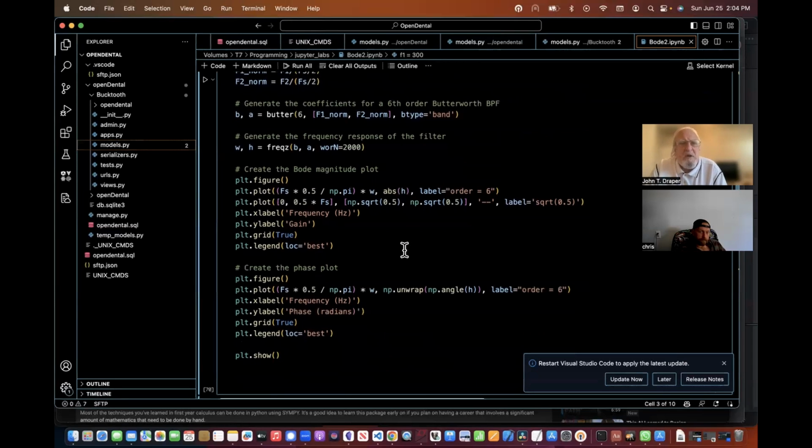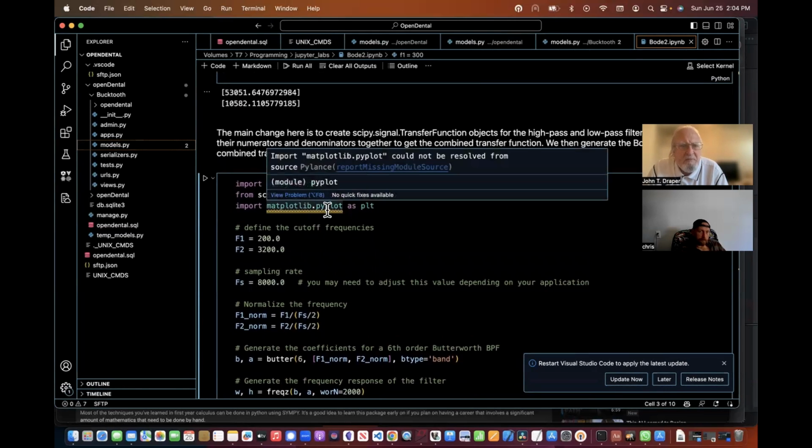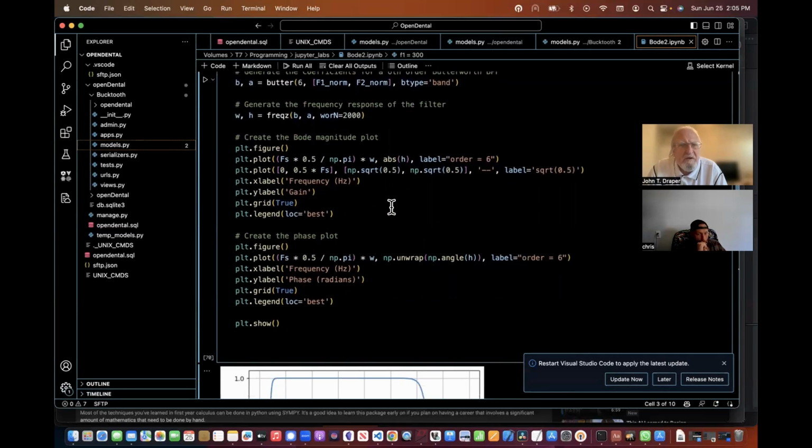So then we create the Bode plot. We use the PLT function. The PLT function is from matplotlib up here. You import matplotlib.pyplot as PLT. That's the thing that will plot you the graph.